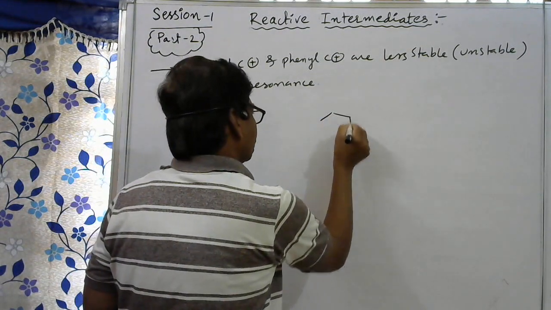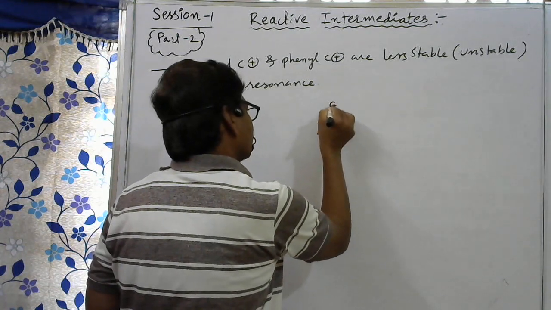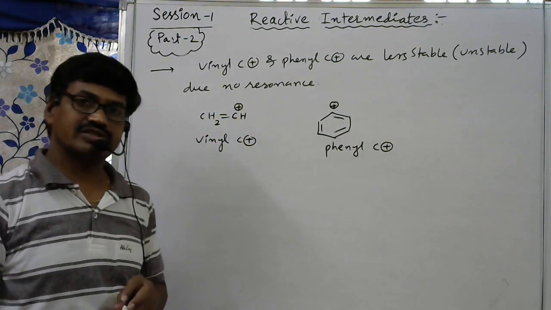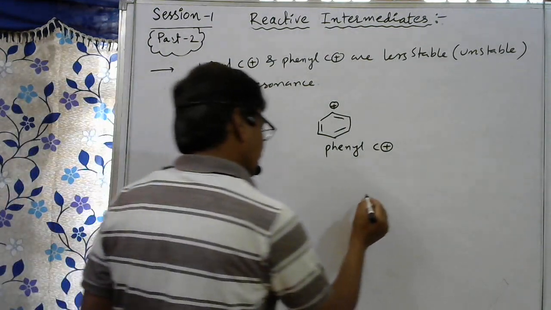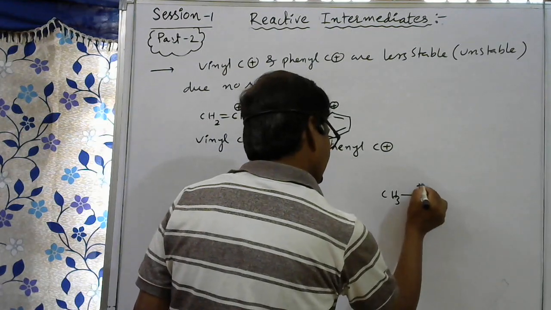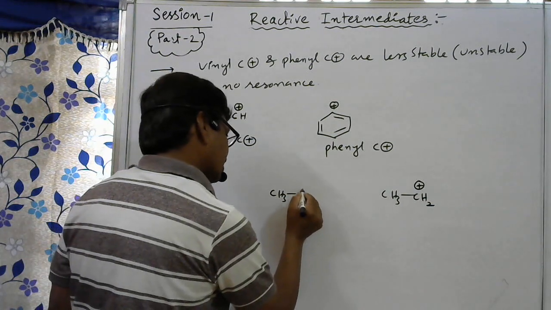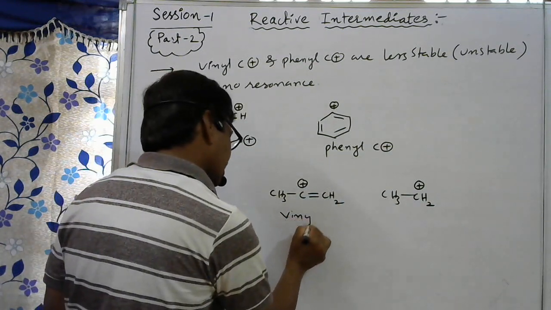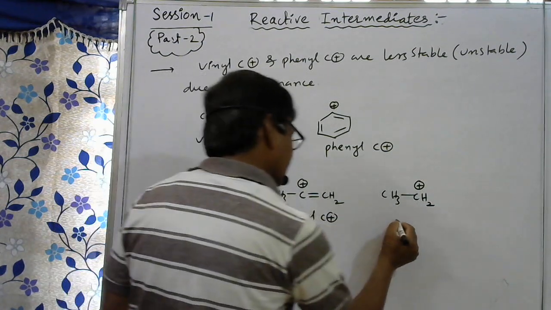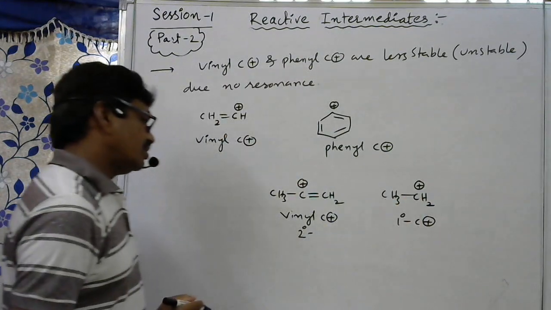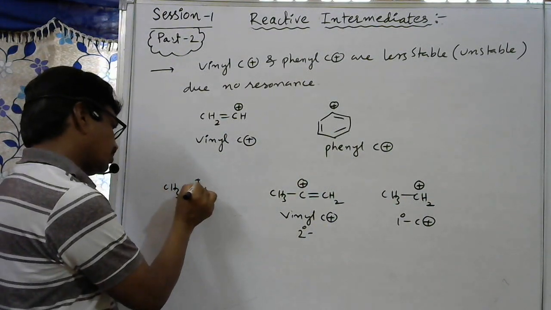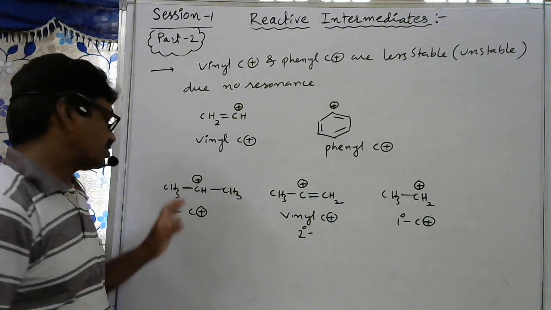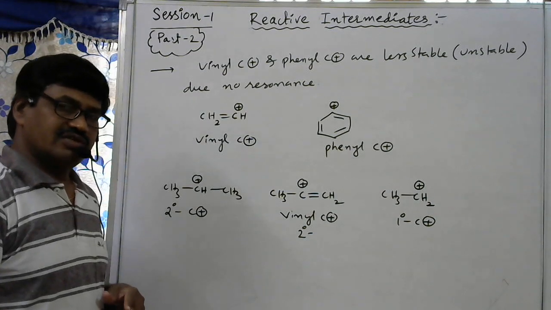Phenyl means what? Just now I wrote Ph. Here this carbon now gets the positive charge. This is phenyl carbocation. These are unstable due to no resonance. But compare with primary: I am writing CH3 CH2 plus, and one more, CH3 CH with a positive charge here, double bond, here CH2. This is vinyl only. This is a vinyl carbocation, but secondary. This is a primary carbocation, ethyl. And here CH3, CH plus, CH3. This is a secondary carbocation, but not vinyl. It is isopropyl carbocation, otherwise secondary propyl carbocation.